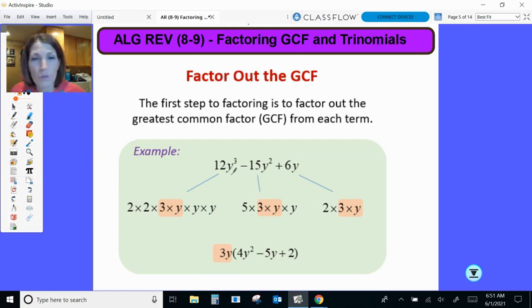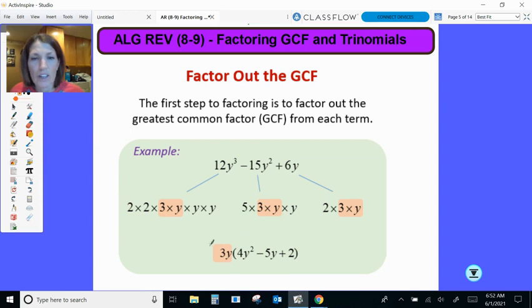And so here, my 12y cubed, here are all my factors: 2 times 2 times 3, times y times y times y. 15y squared is 5 times 3 times y times y, and then 2 times 3 times y here. And then my GCF is 3y. So then I factor out that 3y, and then inside my parentheses, what would be left is my 4y squared, my 5 and y, so it'd be minus 5y, and then plus my 2 left here.